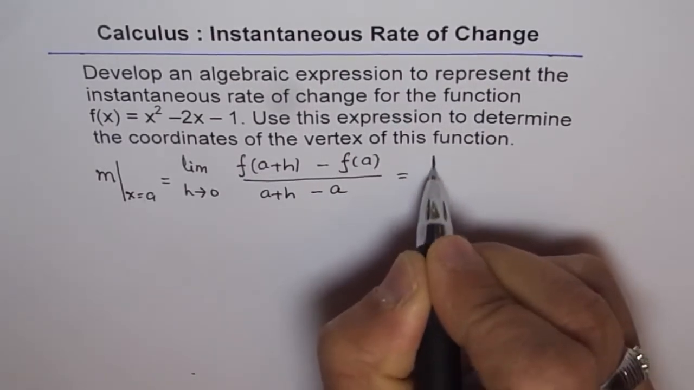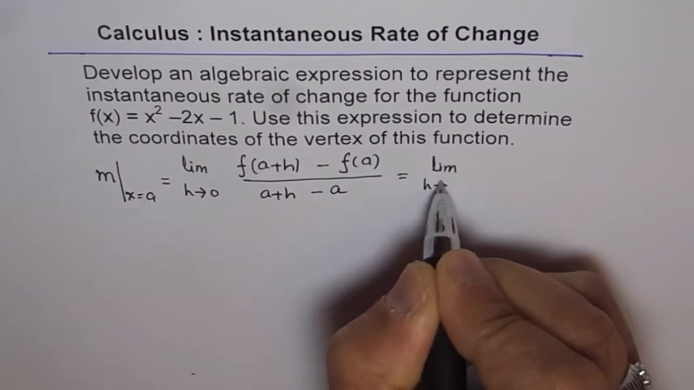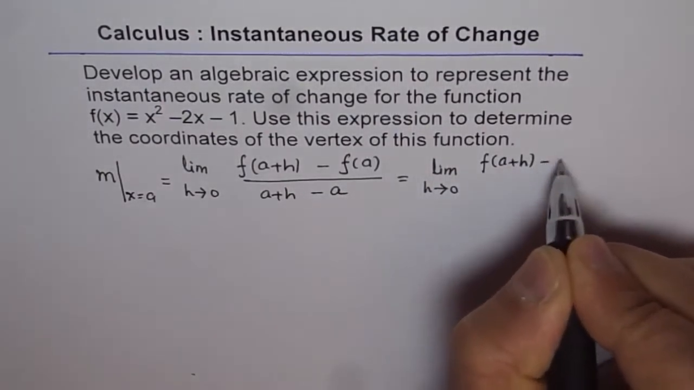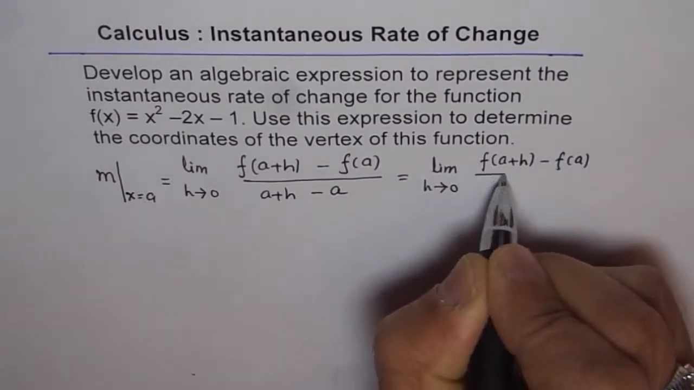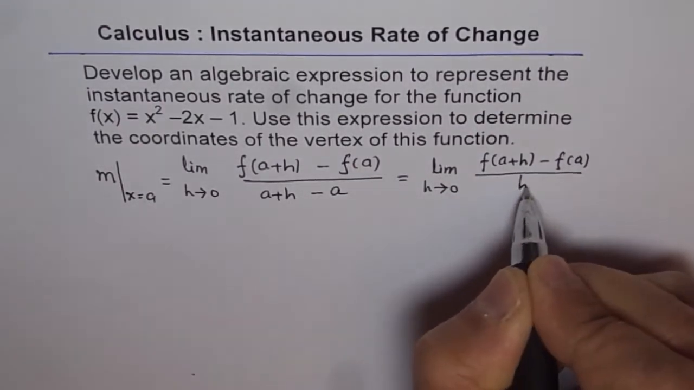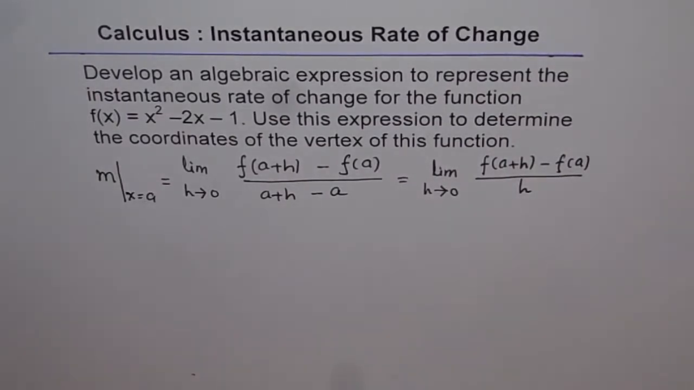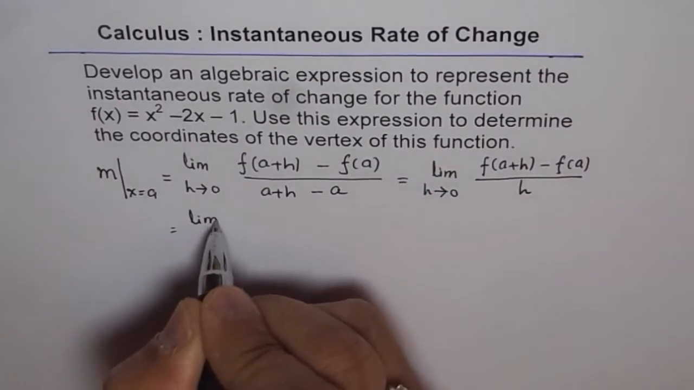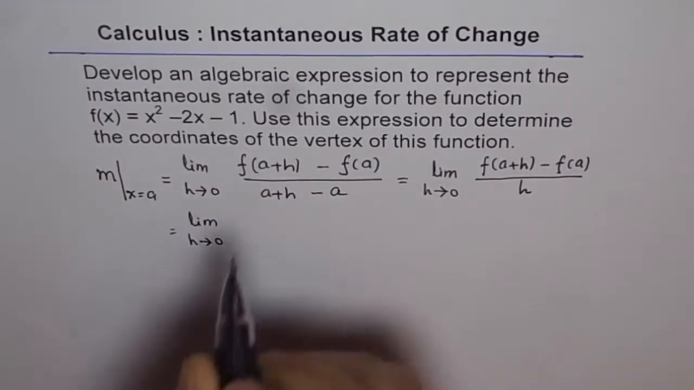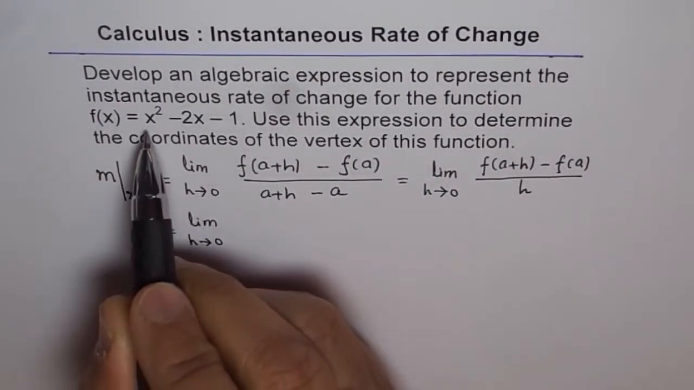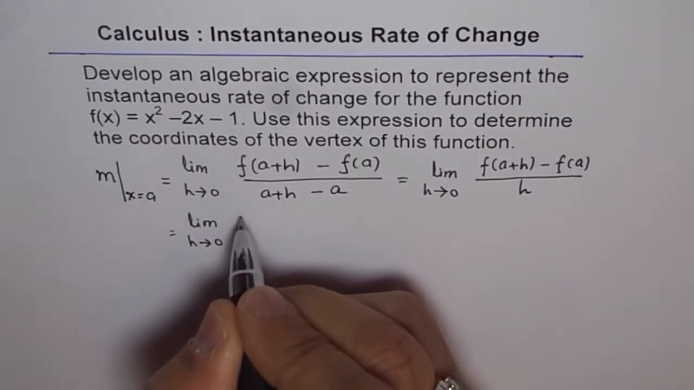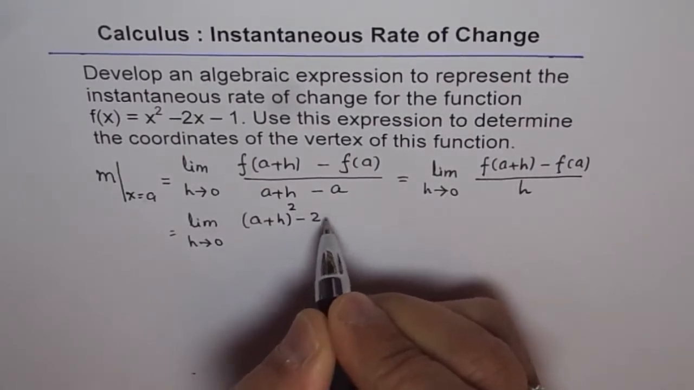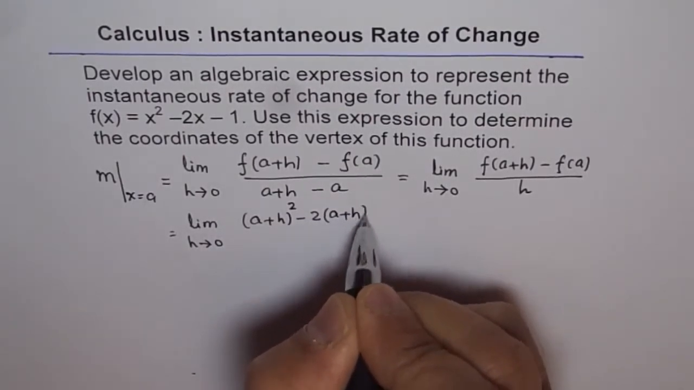That gives us the limit as h approaches 0 of f of a plus h minus f of a over h, right? So let's calculate f of a plus h minus f of a. So we get the limit as h approaches 0. A plus h means you have to substitute x as a plus h. So we get a plus h whole squared minus 2 times a plus h minus 1.